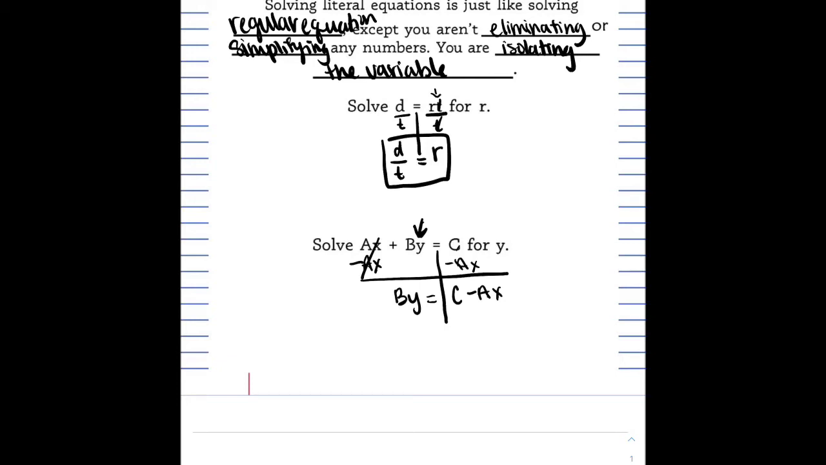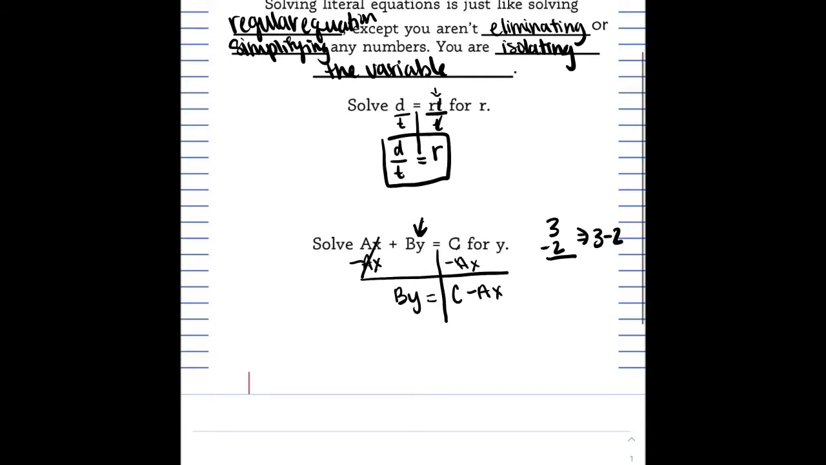So just like in second or third grade when you learned how to subtract, you could write things like 3 minus 2, or that also is the same thing as negative 2 plus 3, right? These mean the same thing. So if I have c minus ax written like we have up here, I can rewrite it as negative ax plus c, right next to each other. They mean the same thing.